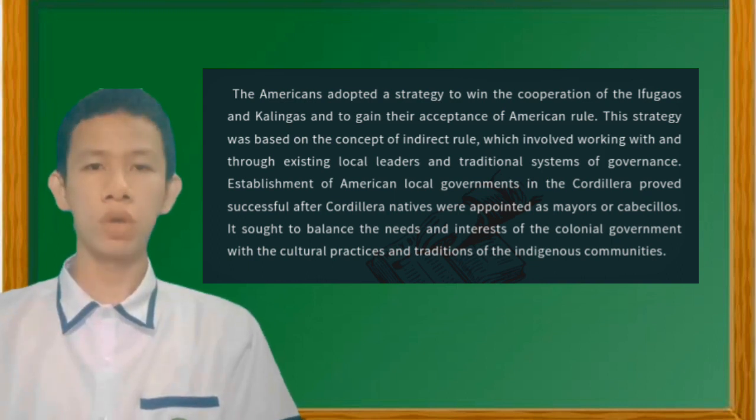They established local governments in the Cordilleras and appointed Cordilleras natives to political positions. Those who did not get political positions were recruited into the American constabulary. This strategy was successful in establishing American rule in the region but had its limitations.